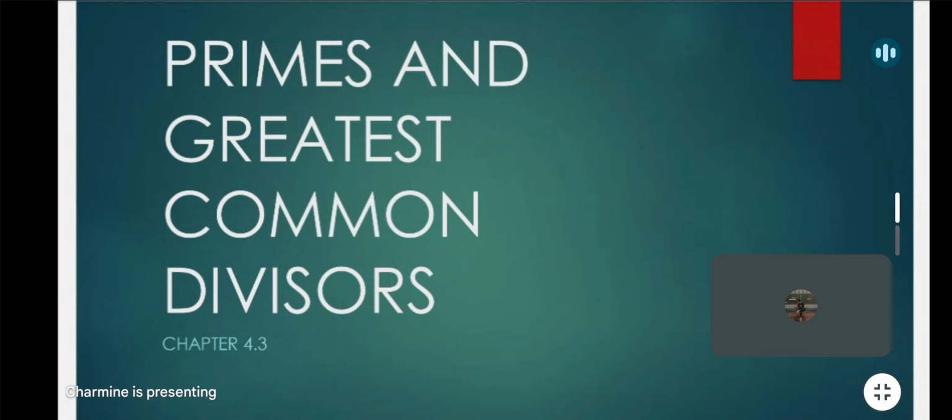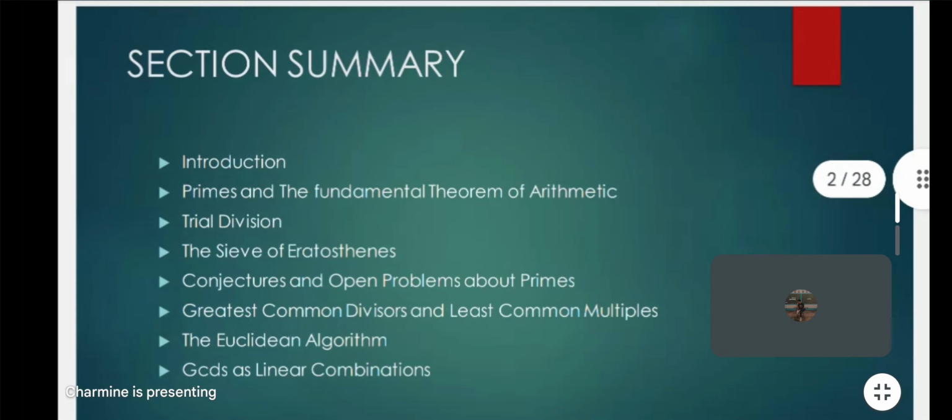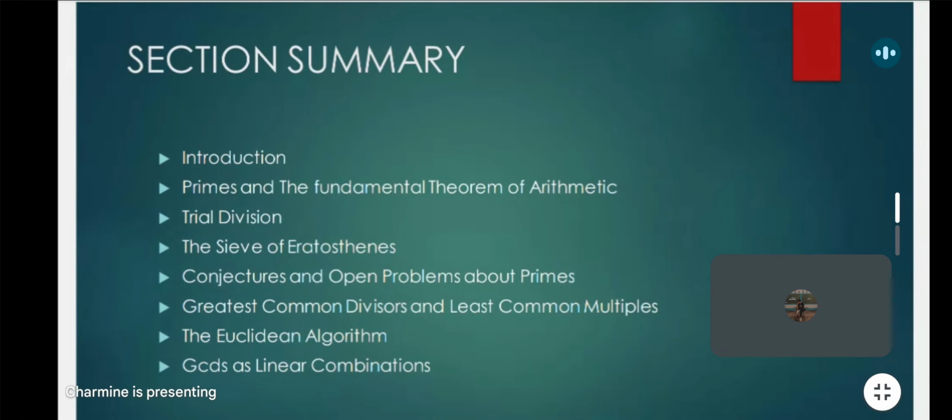So, hi everyone. This is our topic, primes and greatest common divisors, chapter 4.3. Section summary. We have the introduction, primes and the fundamental theorem of arithmetic, trial division, the sieve of Eratosthenes, conjectures and open problems about primes, and the greatest common divisors and least common multiples. The Euclidean algorithm, GCDs as linear combinations.